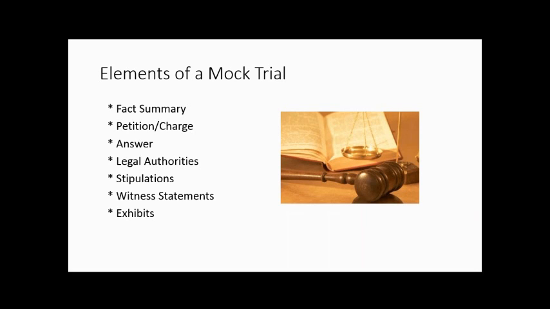There's a petition and an answer, the petition by the plaintiff, the answer by the defense counsel. There are legal authorities. In this case, there are jury instructions. Sometimes there's code sections from the Iowa Code as well. There are stipulations, which I just added to this morning. Then there are the witness statements. There are 6 witnesses, so each of those have a statement that can be used as the basis for the witness testimony. And then the exhibits.